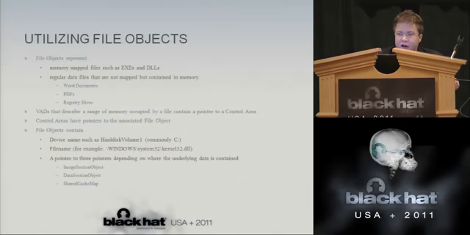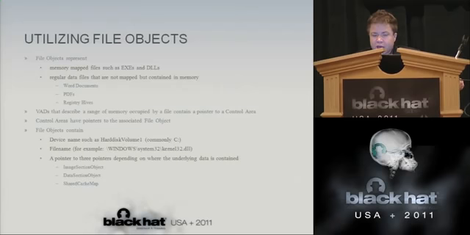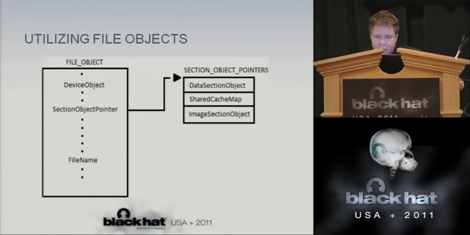Also, it'll contain the file name. So in this case, Windows/System32/kernel32.dll. And then the file object contains a pointer to 3 other pointers that are going to describe where the data for that file object resides. So that's what we'll cover.